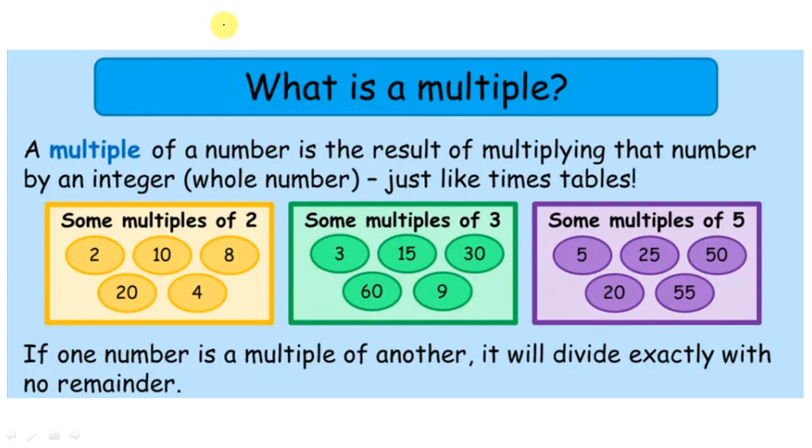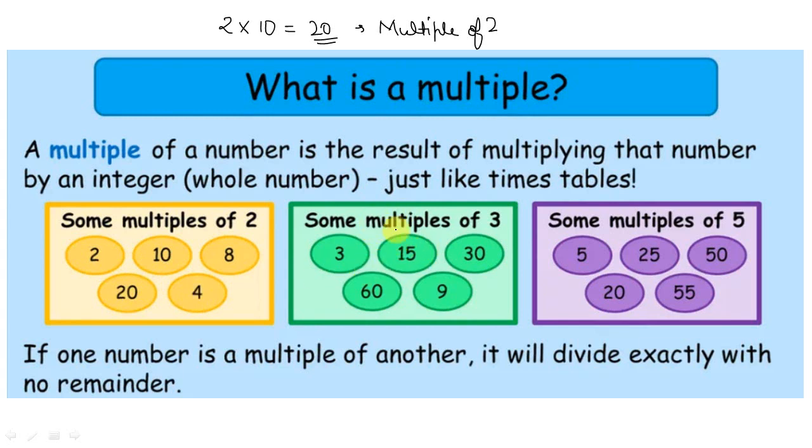What we are saying is, if I have to find the multiple of 2, I multiply with any integer, any whole number. If I multiply with 10, I get 20. So that means 20 is a multiple of 2, right? So it's just the table. 2 fives are 10, so 10 is a multiple. 2 fours are 8, so 8 is a multiple. 2 tens are 20, 20 is a multiple. 2 twos are 4, 4 is also a multiple of 2.